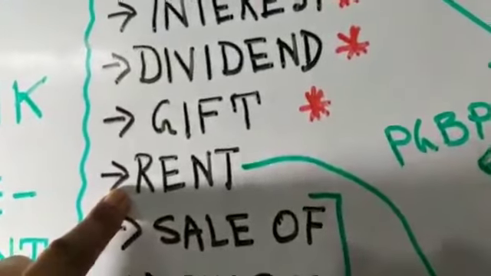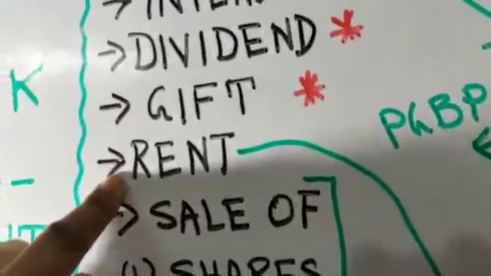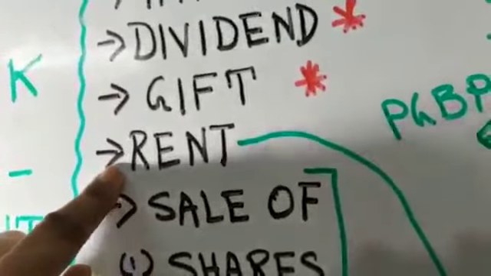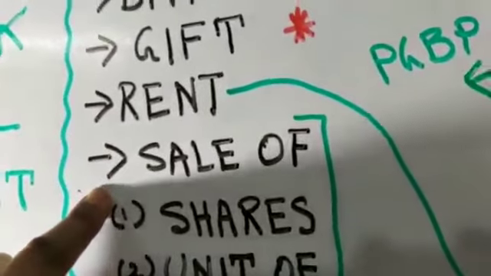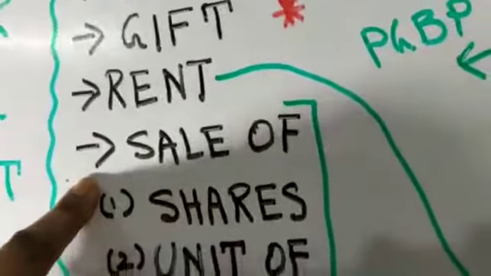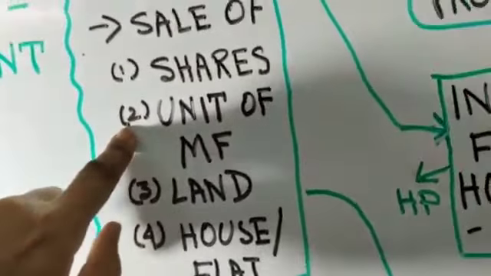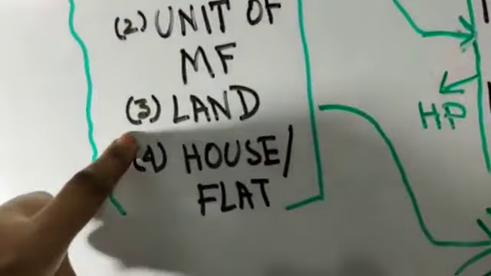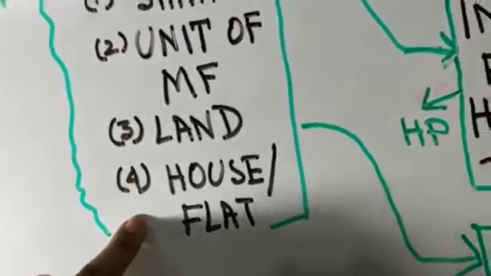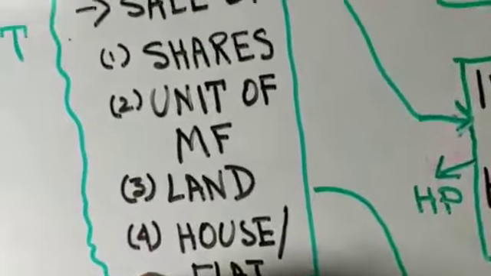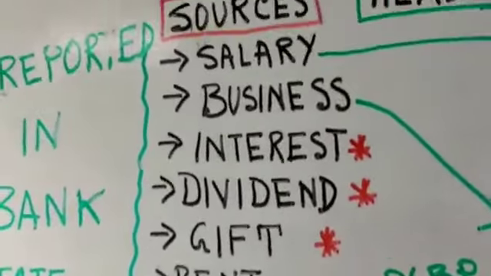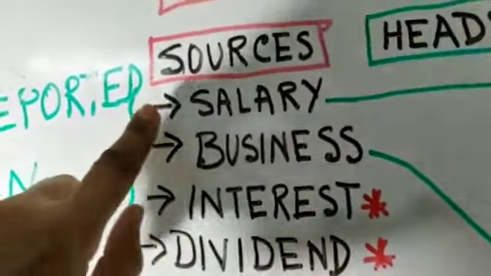Sometimes I got rent, I have a house property, I got some rental income, that also could be one of my sources of income. Sometimes I got some income by selling my shares or the units of a mutual fund, or selling my land, selling my house and flats. So all could be considered as my sources of income.